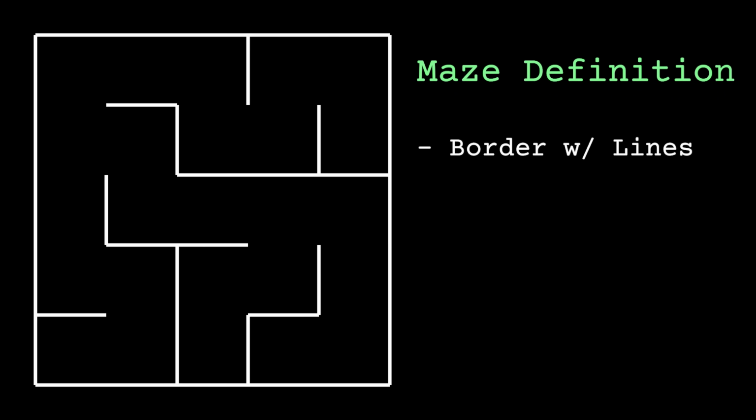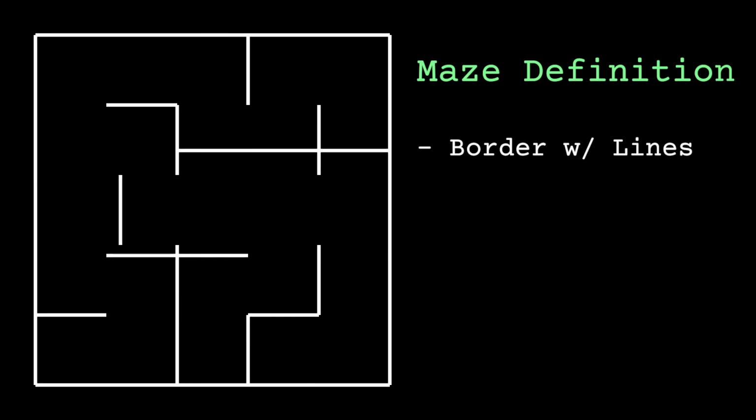Typically, a maze has a big square, or a border, with horizontal and vertical lines on the inside. Let's make that the first thing in our definition. Usually there's also a start and a finish, but I'll come back to that idea later. Getting more specific though, where are these lines allowed to be? Can they just be anywhere?